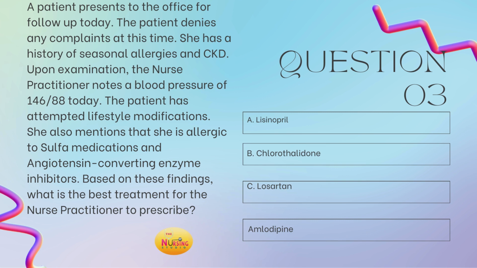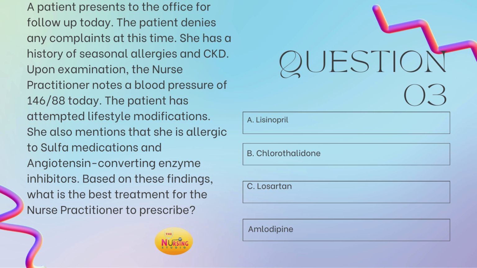All right, and lastly, question number three for today states, a patient presents to the office for follow-up today. The patient denies any complaints at this time. She has a history of seasonal allergies and chronic kidney disease. Upon examination, the nurse practitioner notes a blood pressure of 146/88 today.